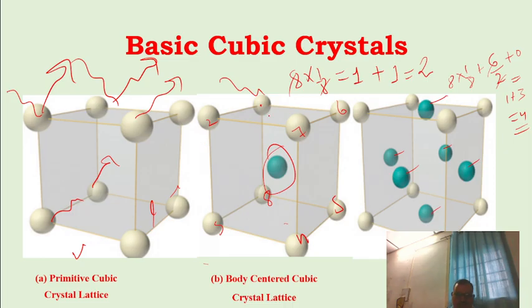The scattering level is different because here we have 2 atoms, here we have 4 atoms, and here we have 1 atom. So the scattering amplitude will vary according to the number of atoms as well as the distribution of the atoms in the unit cell.